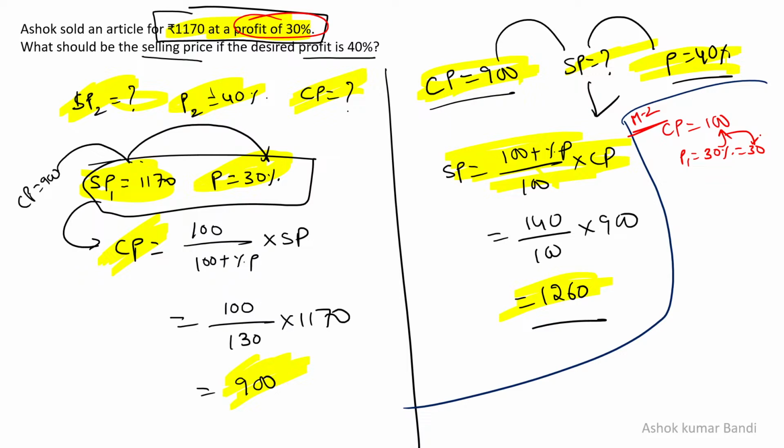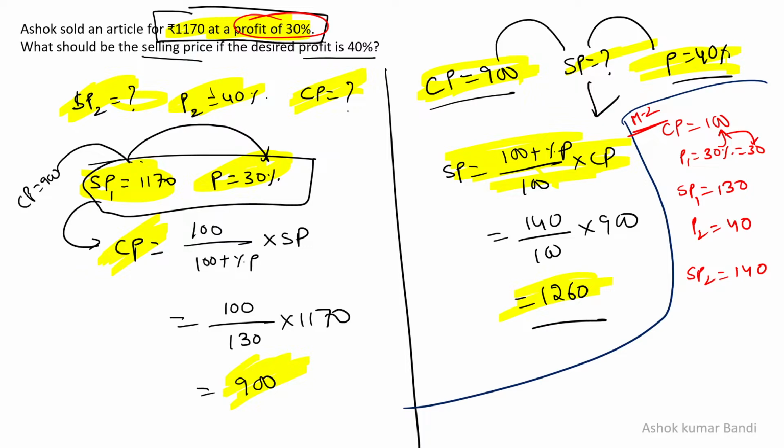So if he is buying for 100 and getting 30 rupees profit, my selling price should be 130 in the first case. Now he is selling the same item, but he wants 40% profit. This time the profit is 40 rupees, which means the selling price should be 140 rupees. Now this is my problem, that is not the original value; these are the values in my problem.